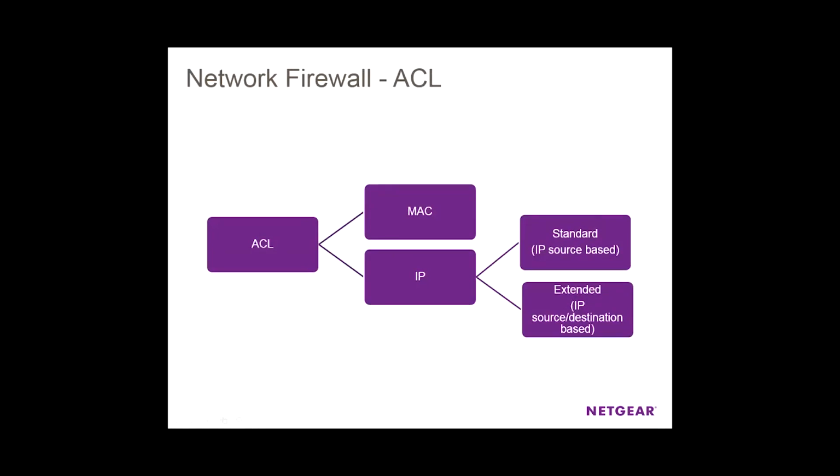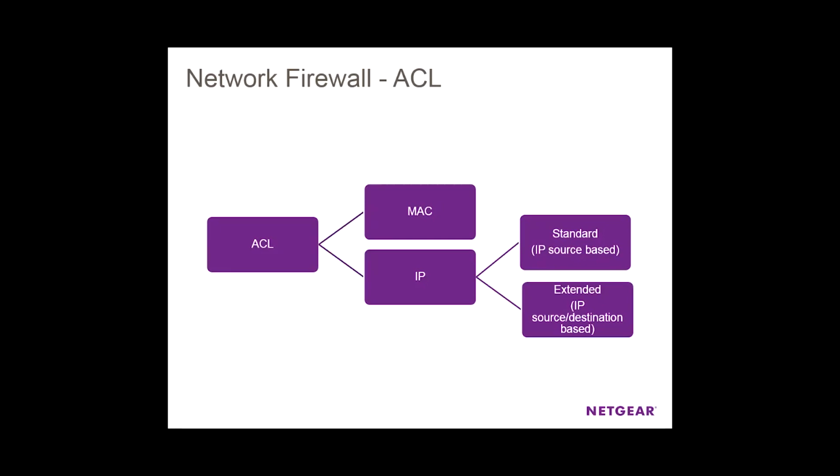The ACLs that we can implement in our switches are related to the MAC and to the IP. So we can put rules based on MAC address. Looking at the presentation before, we can use the MAC address as a rule to secure our network, or we can use IP. When we are using IP-based rules, we have two types of these firewall rules.